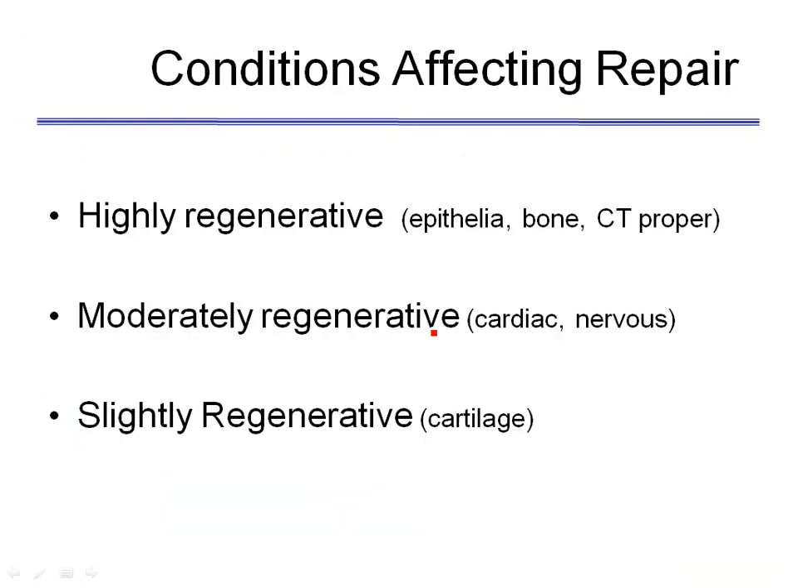So there are some conditions that affect the ability of any of these 4 tissues to repair. Some of them are highly regenerative, like epithelial tissue. Bone is highly regenerative. You know, you break a bone and as long as it's set, it's healed in 6 weeks or so. Connective tissue proper, highly regenerative. These tissues all have either a matrix that's not dense at all, or no matrix at all in the case of epithelia. And they either have a rich blood supply or access to a rich blood supply. Also, the cells have the ability to conduct mitosis.